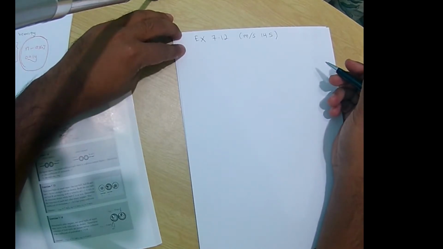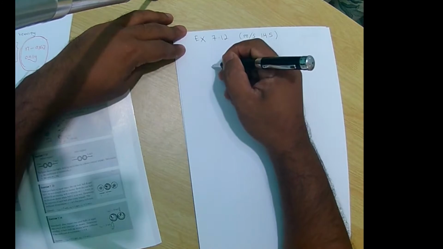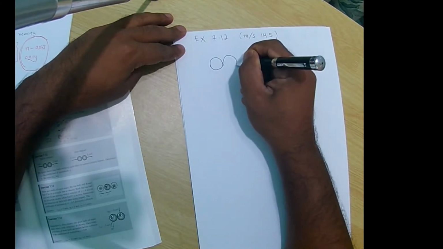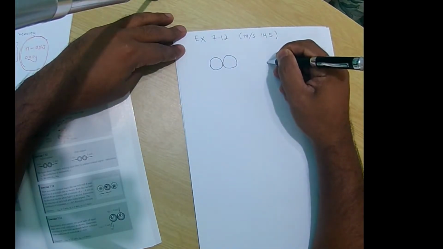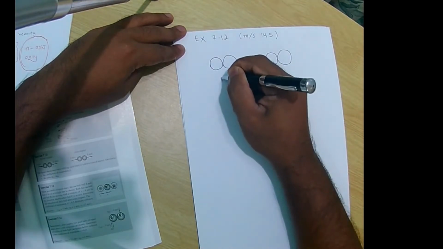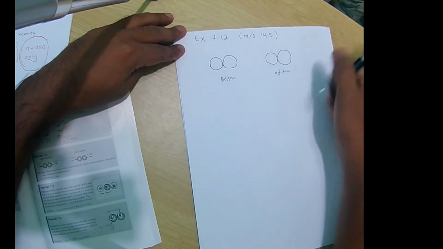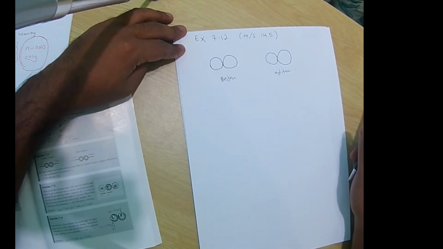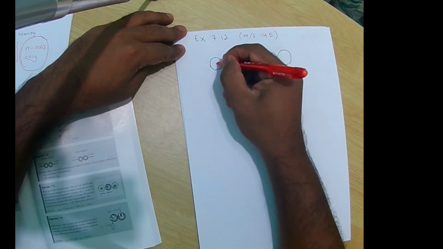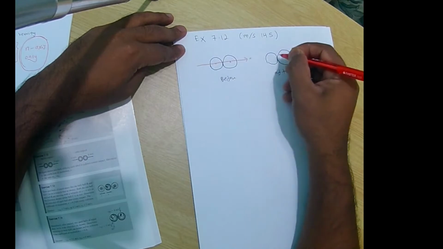Okay, so the first step is we have to draw the before and after impact. Before and after. Then draw the n-axis, which is from the center of the first one to the center of the second one. So this will be your n-axis.